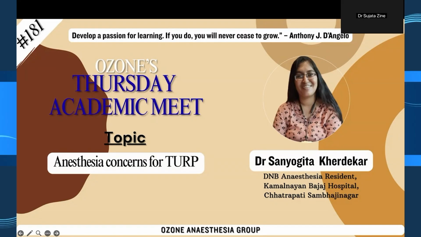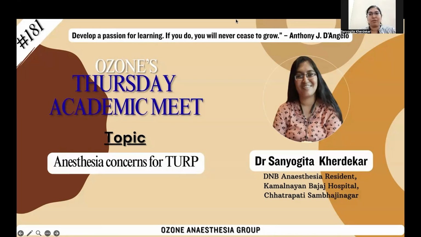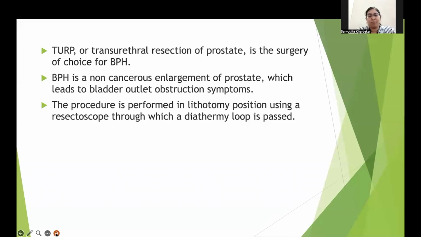My topic for today is anesthesia concerns for TURP surgery. It is a very commonly done surgery, transurethral resection of prostate, and it is the surgery of choice for BPH, benign prostatic hypertrophy. Now, BPH is enlargement of the prostate. It leads to bladder outlet obstruction syndromes.